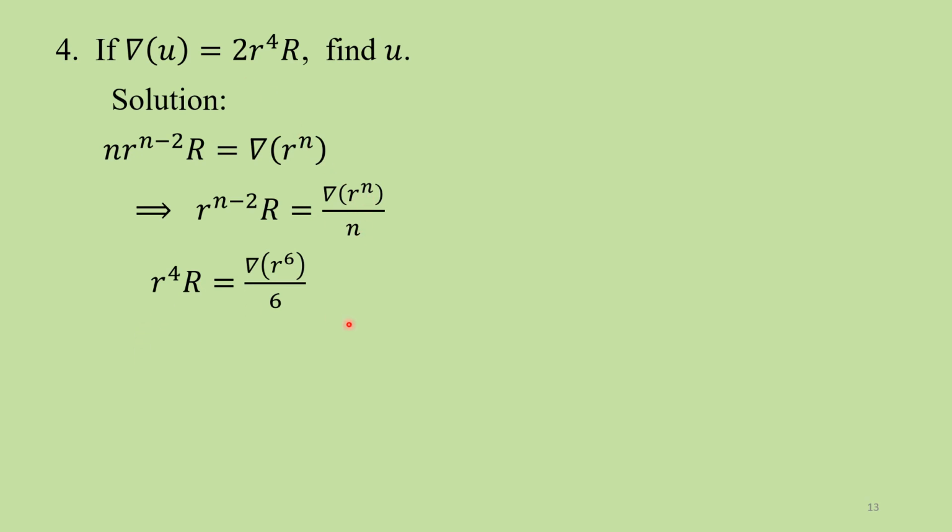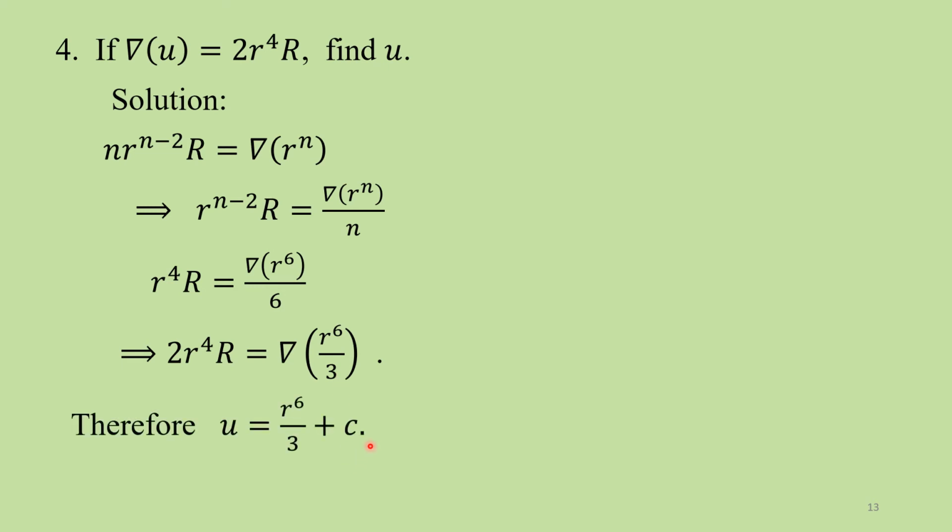So multiply both sides by 2 so that I'll get the expected answer. That is, 2 times r power 4 into vector r is equal to del of r power 6 into 2 by 6. 2 by 6 is 1 by 3, which is a constant I can take inside. So that is the gradient of r power 6 by 3. So your scalar function u must be r power 6 by 3, and you can add the constant c. So u is equal to r power 6 by 3 plus c is the required answer.